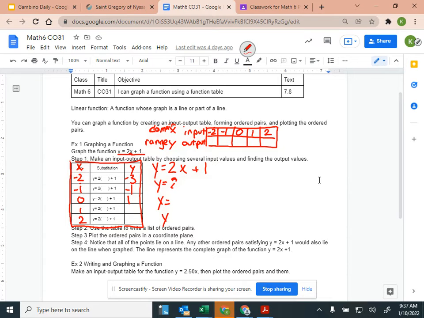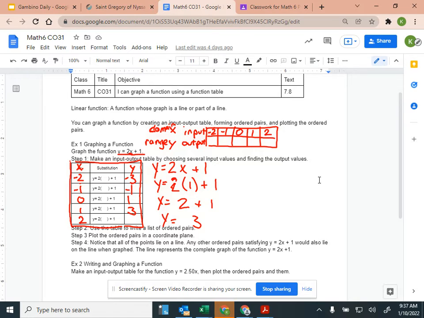Now we're substituting in our 1. 2 times 1 is 2 plus 1. 2 plus 1 is 3. So we put that in for our y.